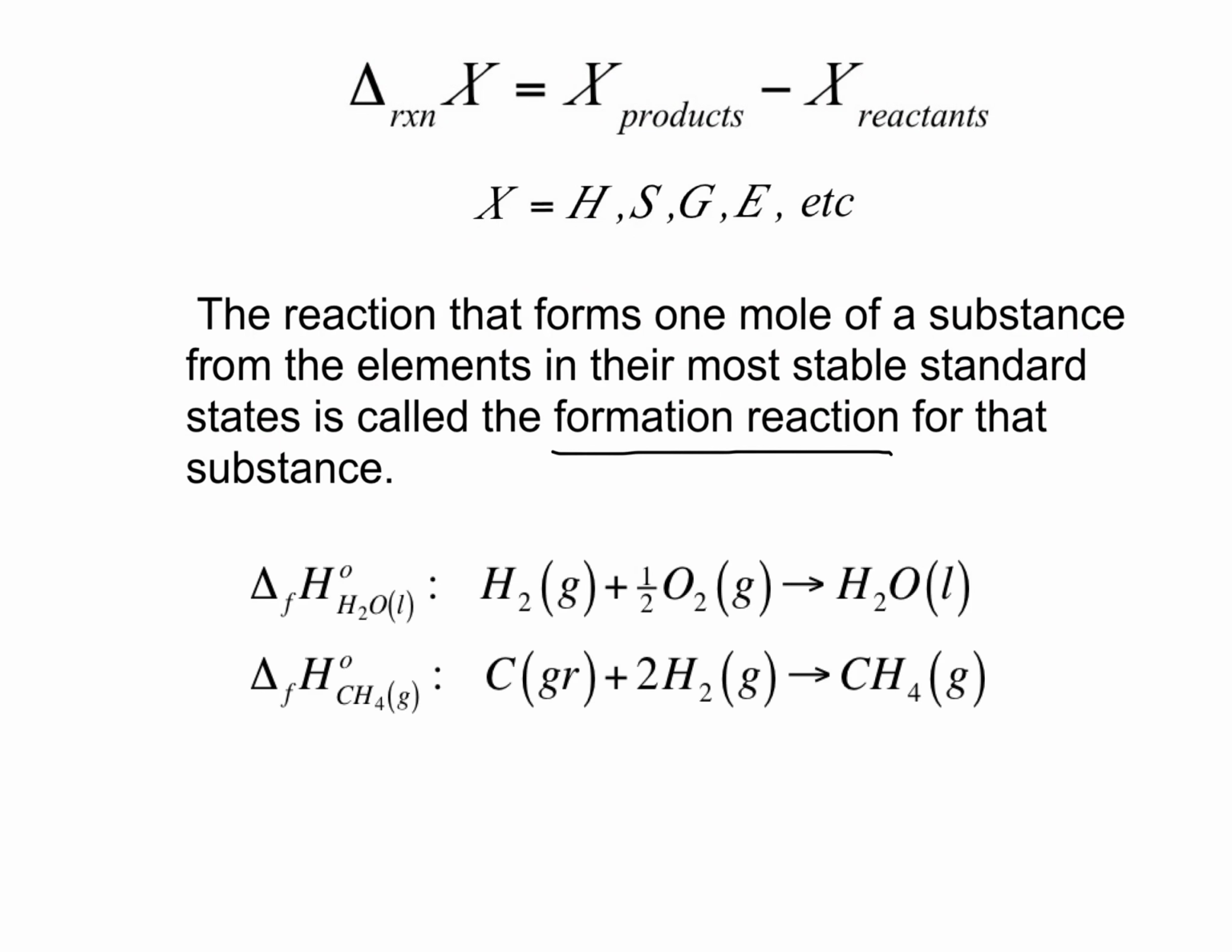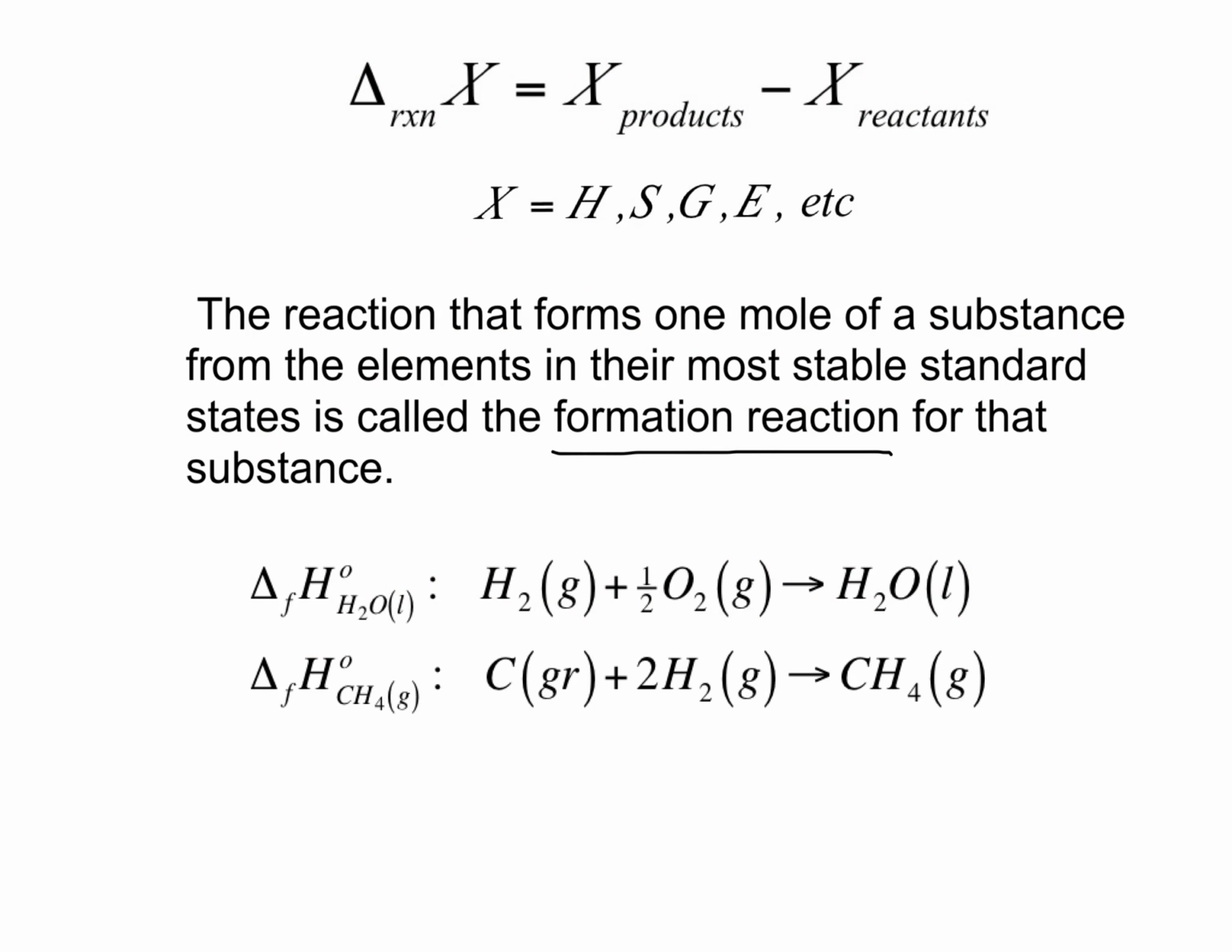So for instance, if I form 1 mole of water as liquid from hydrogen gas and oxygen gas, I will have defined the formation reaction for water liquid. The change in enthalpy for this reaction is called the delta H of formation for water as a liquid. If I do this at 1 bar of pressure, then this is the standard delta H of formation.